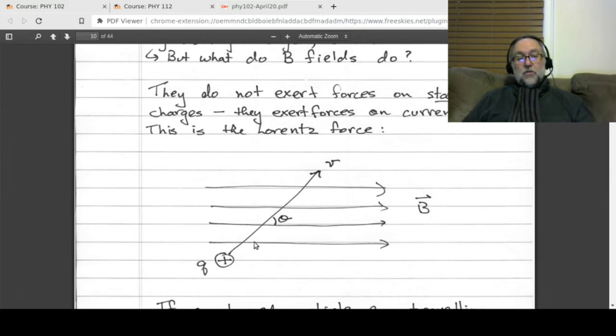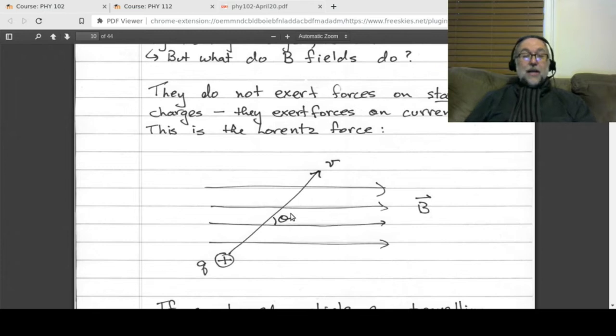Now, this charged particle is moving with a velocity V like that, okay? And it's moving with a velocity V, and it cuts across these B field lines, okay? So the magnetic field is going off to the right, and the charged particle is cutting across them at some angle theta, like that, all right? What happens? There's a force on the charged particle. Because the charged particle is moving through the magnetic field, it experiences a force. What direction is the force? And this will surprise you. It's actually directly out of the page towards you.